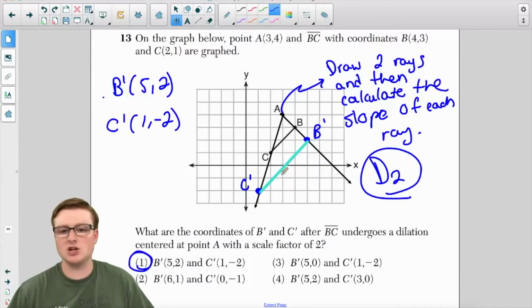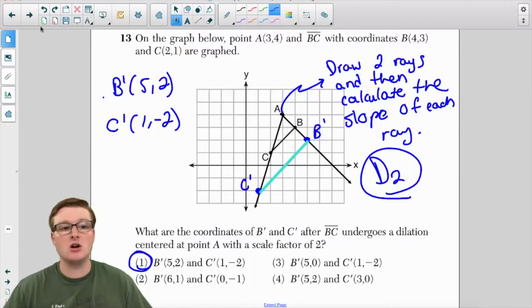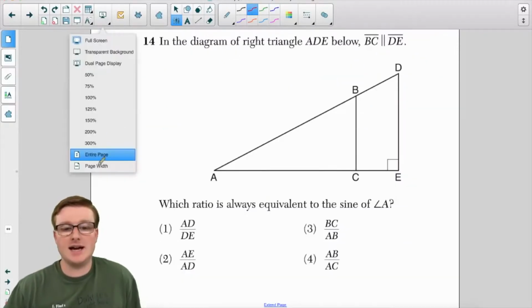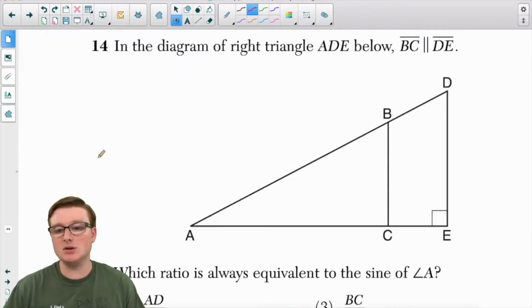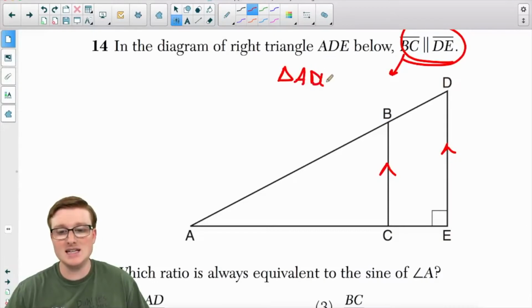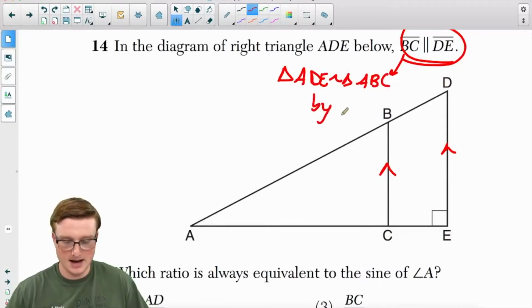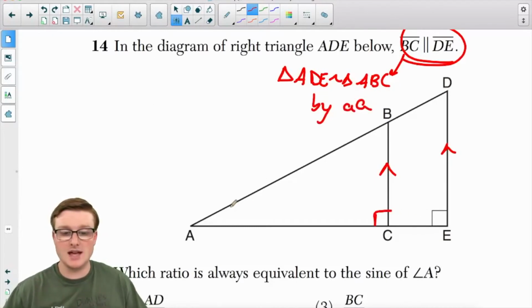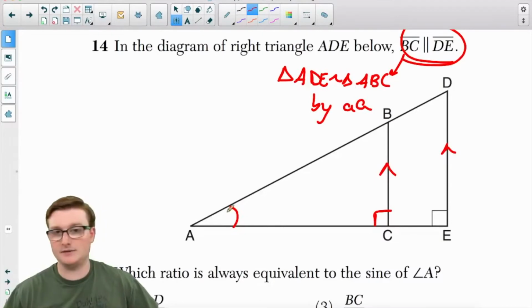That was definitely a trickier question, but you had to draw those rays or else you didn't know what to do. Number 14, in the diagram of right triangle ADE below, BC is parallel to DE. Remember what I keep saying. They tell you that these are parallel because they want you to conclude that triangle ADE is similar to triangle ABC by angle, because these are right angles and A is reflexive.